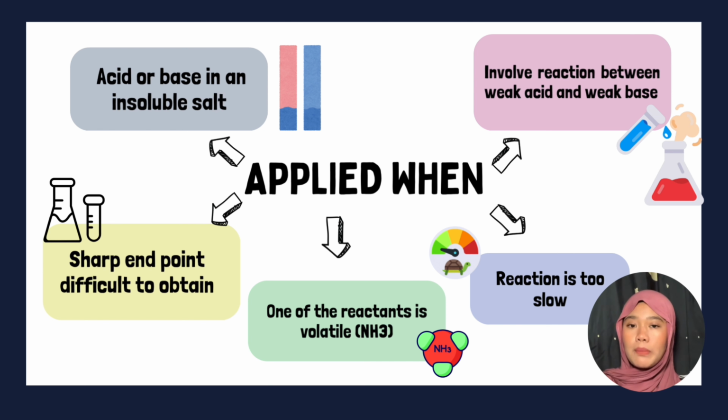Back titration is applied when the reaction is too slow, or when the acid or base is in an insoluble salt. It is also applied when one of the reactants is volatile, such as ammonia. Other than that, back titration is applied when the reaction involves a weak acid or weak base. And it is also applied when a sharp endpoint is difficult to obtain.